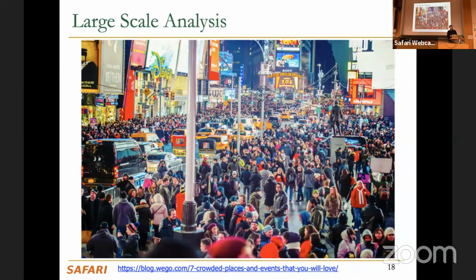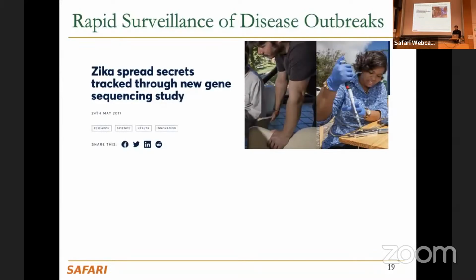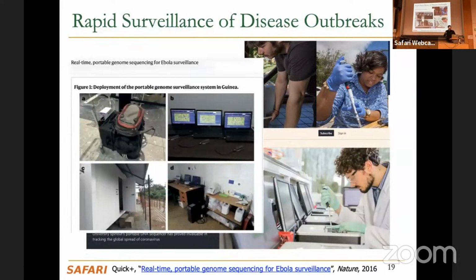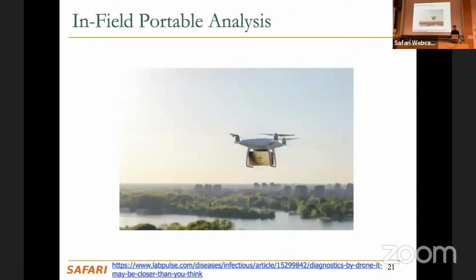We also want to do large-scale analysis, right? So we don't necessarily look at a single individual. We want to analyze maybe the entire population quickly. So doing genome analysis on a large scale is also very important. Genome analysis is also used for the rapid surveillance of disease outbreaks. For example, it was used to identify the Zika virus spread, also used for COVID, and also Ebola surveillance and so on. Genome sequencing is also used for testing purposes. There are papers that show how to do that.